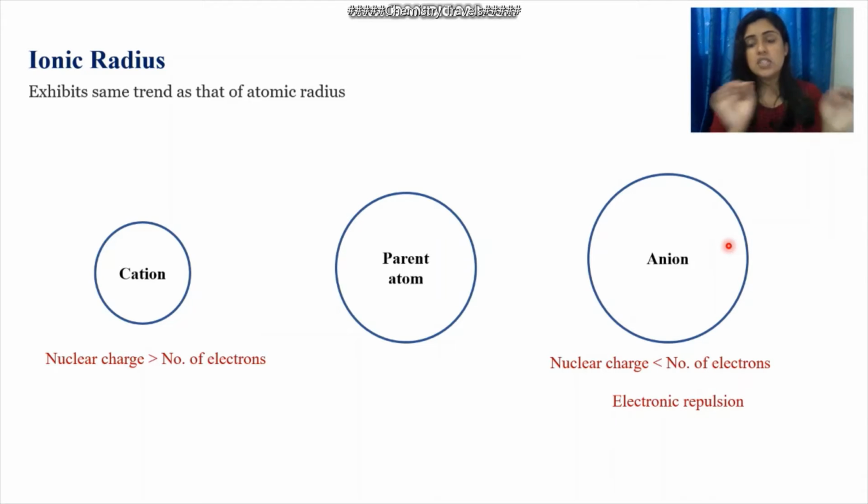Also, there is electron-electron repulsion. The nucleus is not holding them closer. Electrons are negatively charged, and when you keep adding more and more electrons to the existing electrons, the existing ones can repel the ones that are coming in new. So electronic repulsion also happens. Nuclear pull also reduces, so their size increases here.